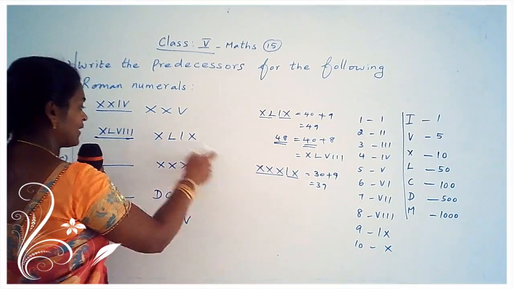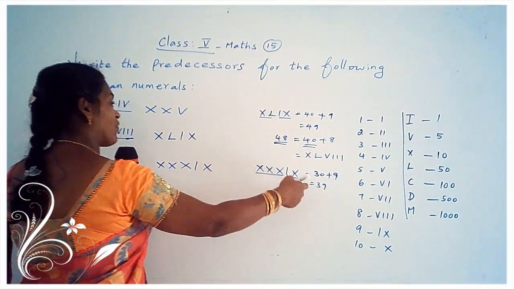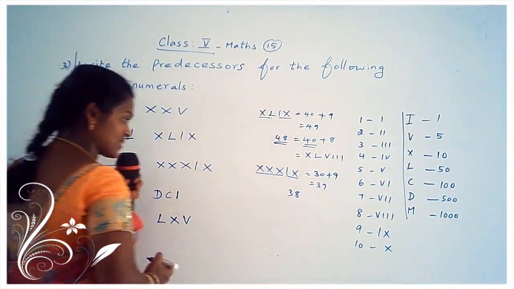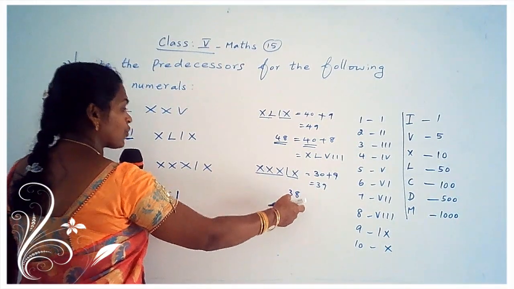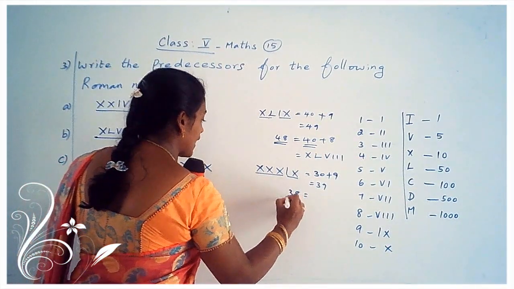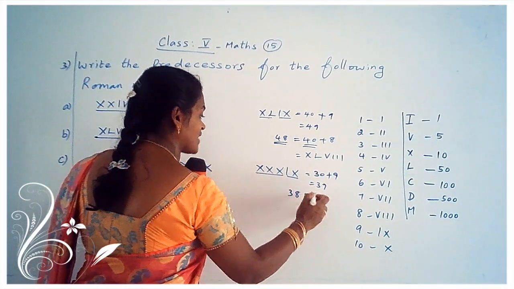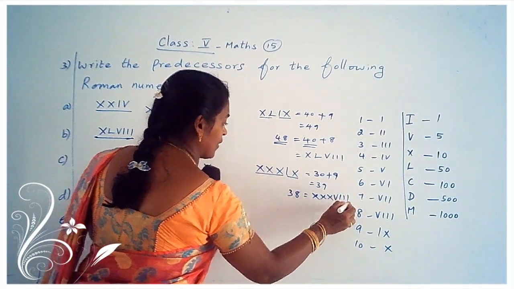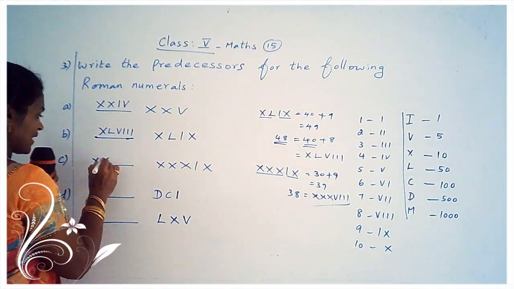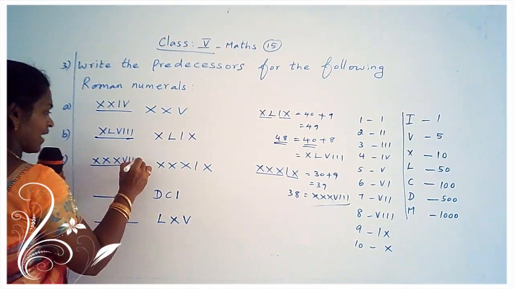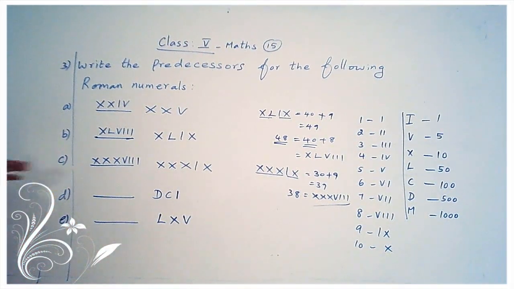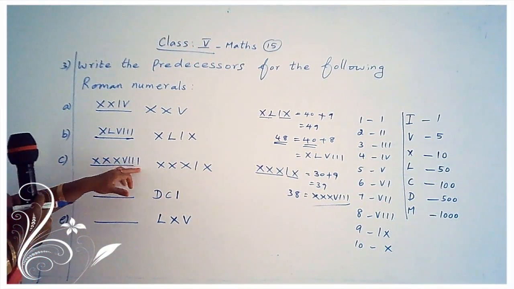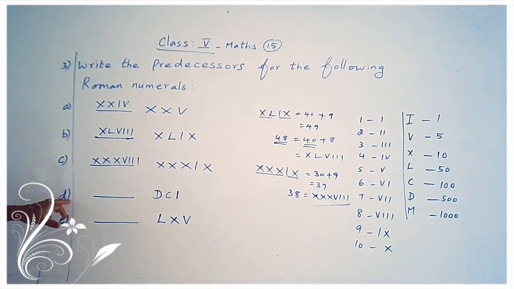What is given? 39 is given. Now you find the value of the predecessor of 39. The predecessor of 39 is 38. Yes, children? So now you convert again into Roman numerals. 38 can be written as 30 plus 8. 30 means XXX, 8 means VIII. So 38 means XXXVIII. The predecessor of XXXIX is equal to XXXVIII. Okay, children, clear? Yes.